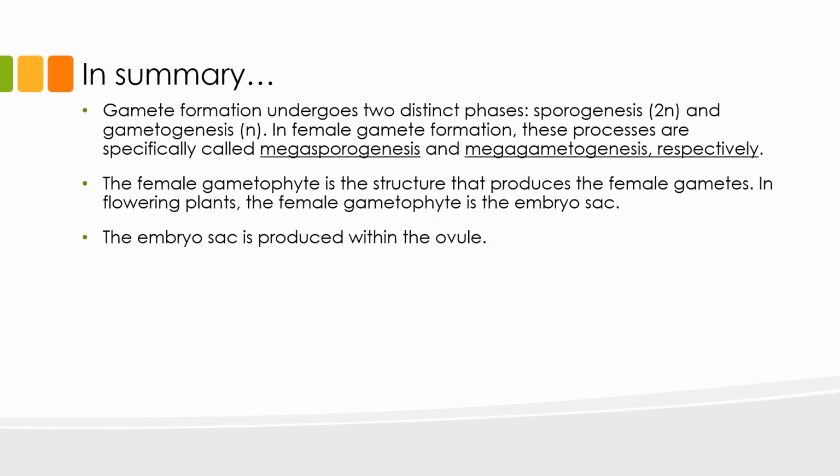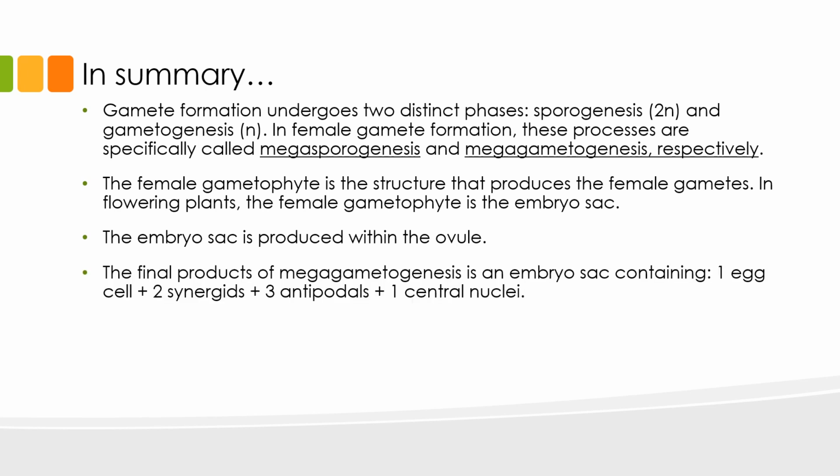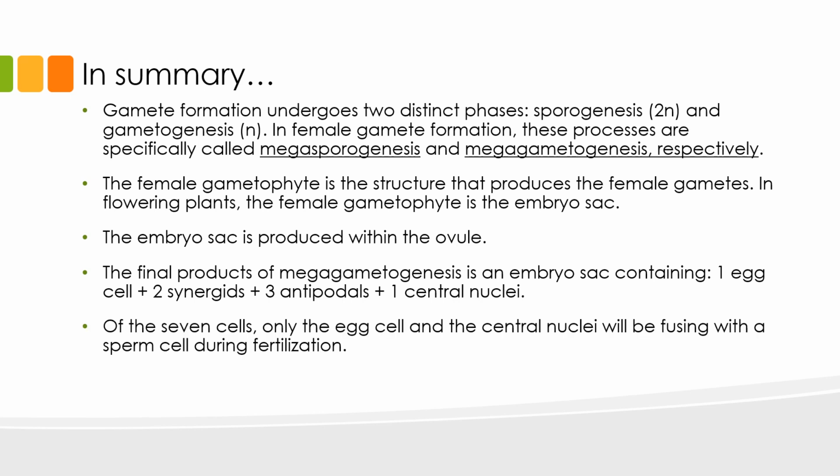The structure that produces the female gametes in flowering plants is the embryo sac. The embryo sac, which is produced within the ovule, will have 1 egg cell, 2 synergids, 3 antipodals, plus 1 central cell. Of the 7 cells, only the egg cell and the central nuclei will be fusing with 1 sperm each during fertilization.